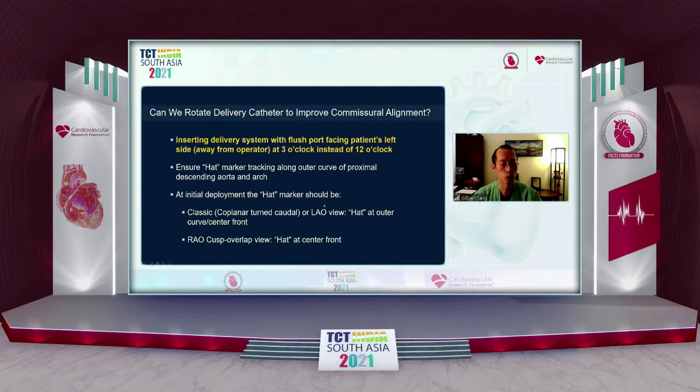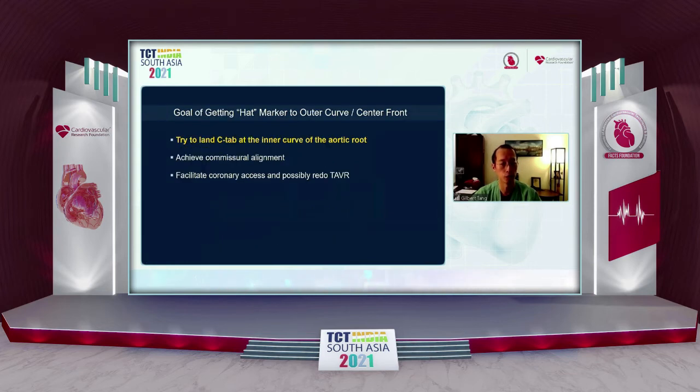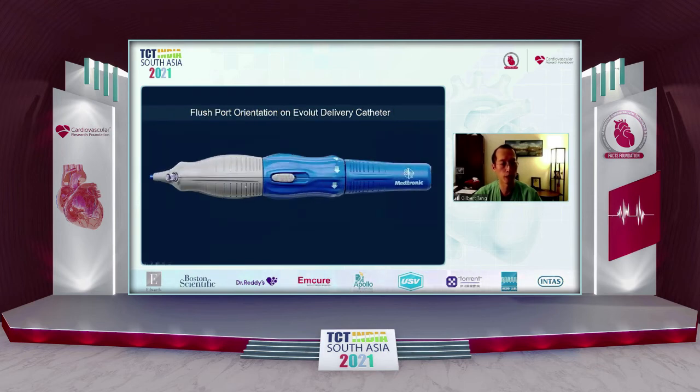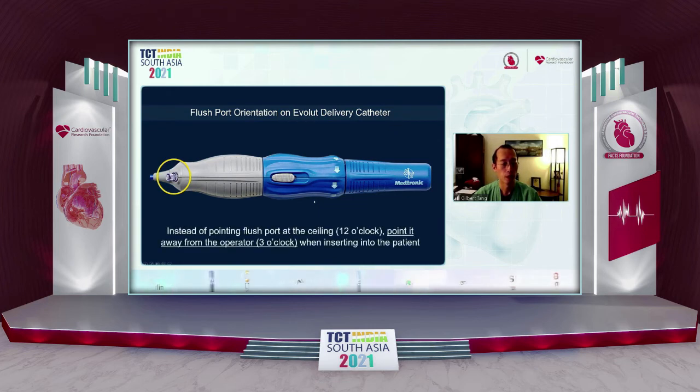And when that happens, what you notice in the classic or LAO view is the head marker will be at the outer curve, and in the cusp overlap view, the RAO, the port will be in the center front facing view. So I'll show you a quick example. This flush port, if you look here, is located right here in the gray handle. And you try to put it away from you.